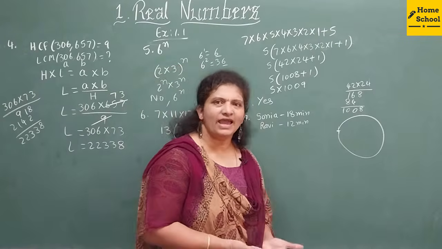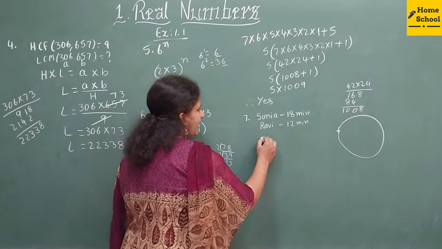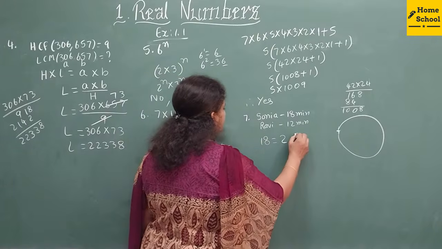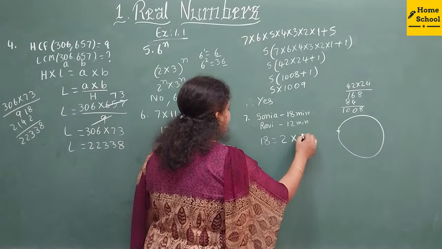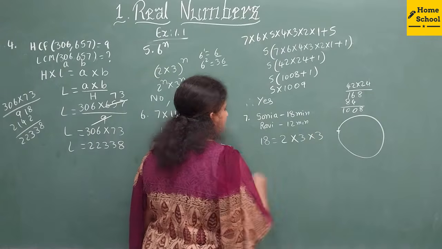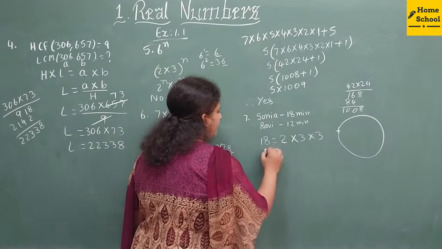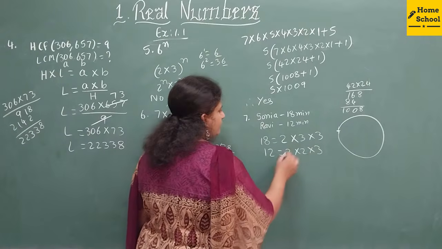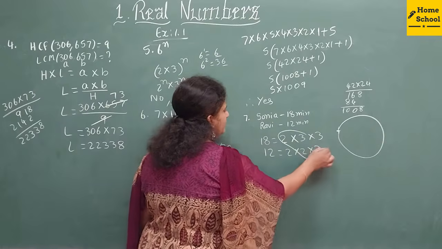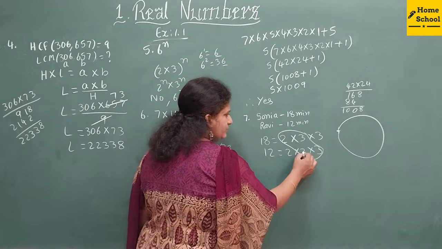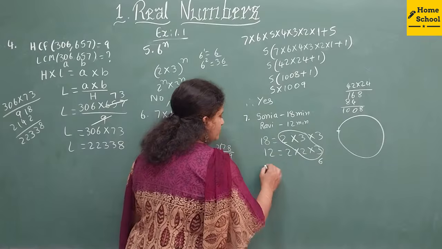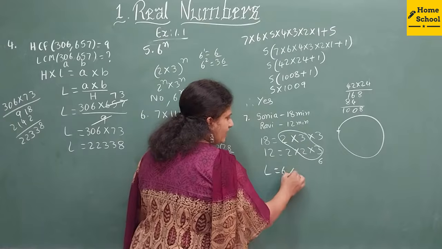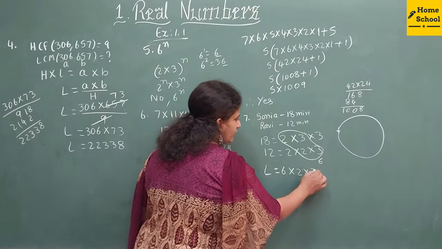We are going to find the LCM. Sonia 18. Split 18 into prime factors. 2 nines are 18, that is 2 into 3 into 3. Then again 12. 2 twos are 4, 4 threes are 12. Now what is common in these two? 2 threes are 6 is common. So LCM means write the common numbers one time and then write the remaining numbers, 2 into 3.